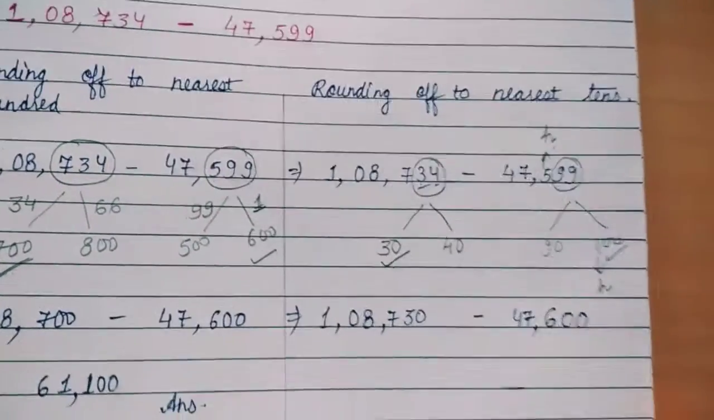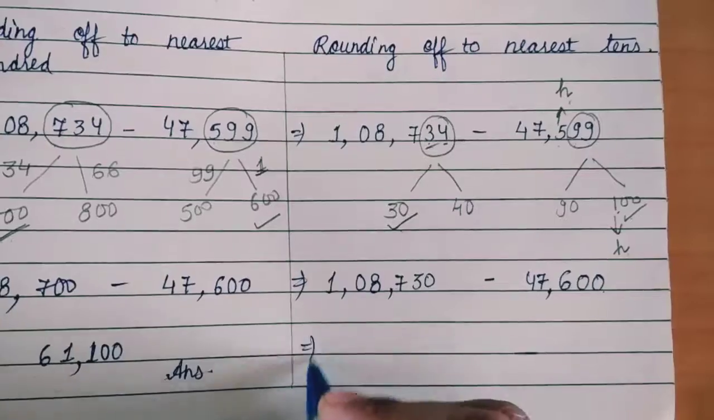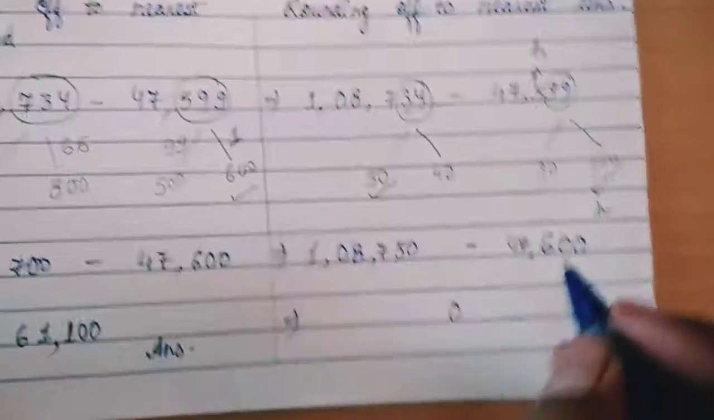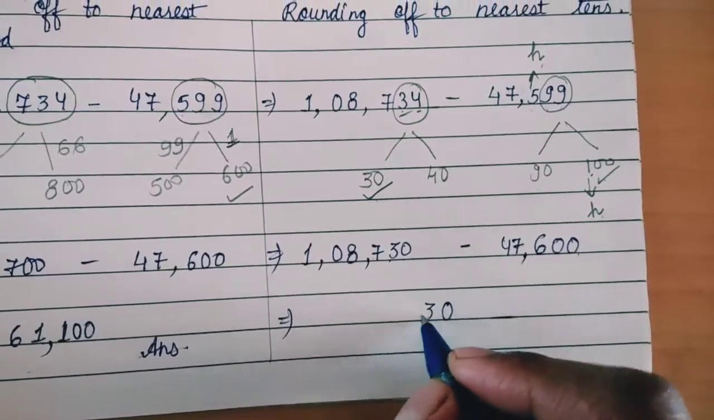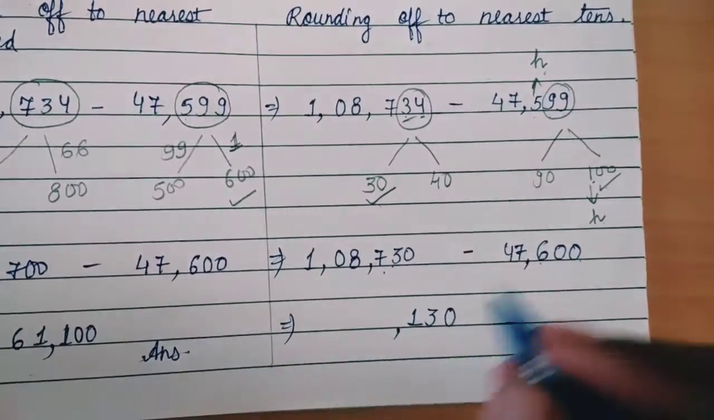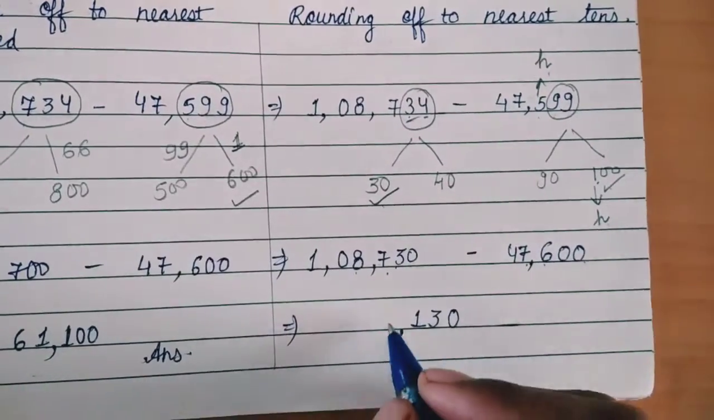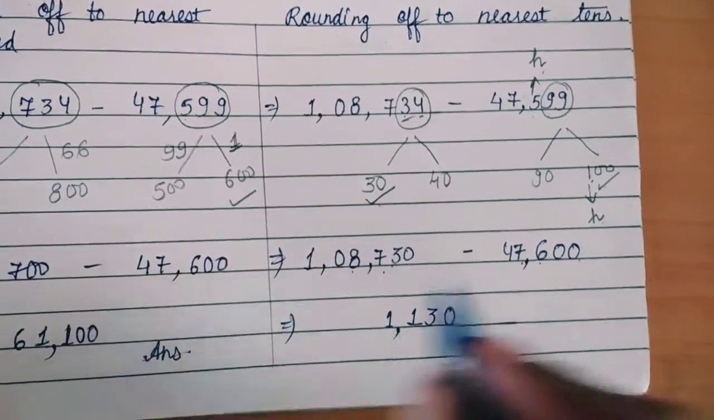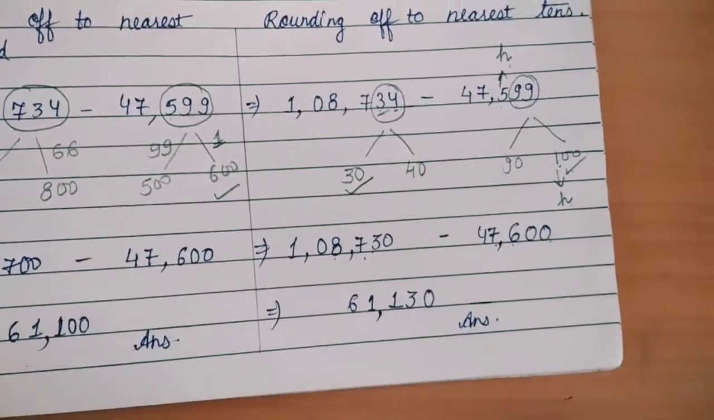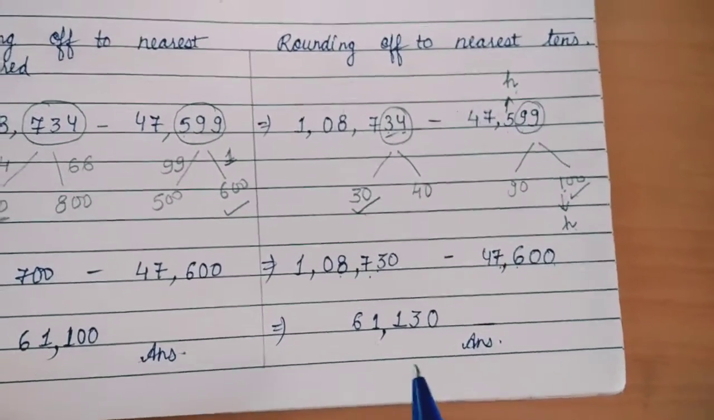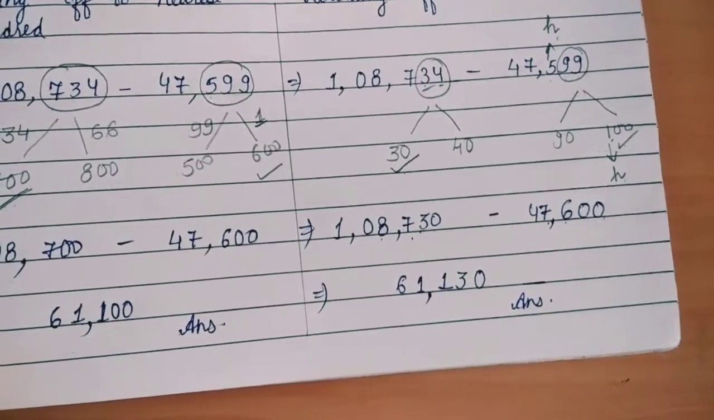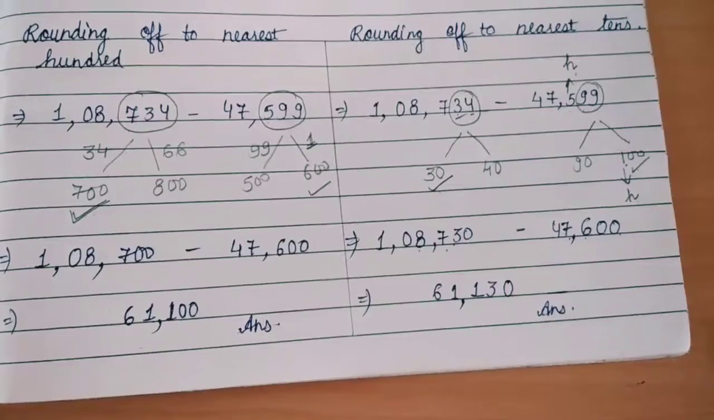Okay. Now simply we will subtract them. 0 minus 0, 0. 3 minus 0, 3. 7 minus 6, 1. Okay. Then 8 minus 7, 1. 10 minus 4 is 6. So estimation according to the tens place will give us 61,130. Okay. I hope you understood this.